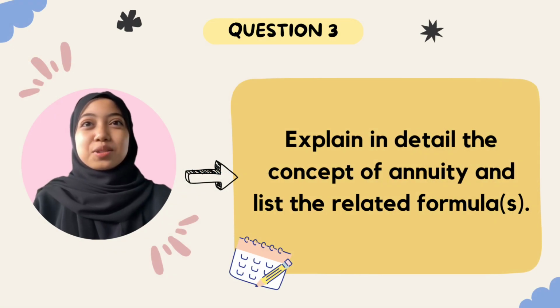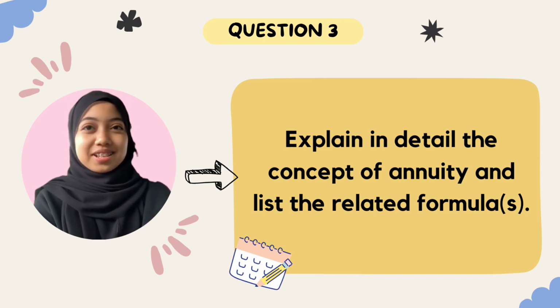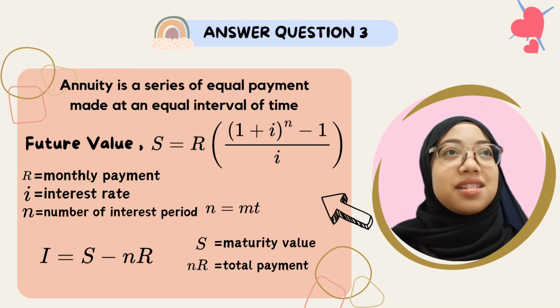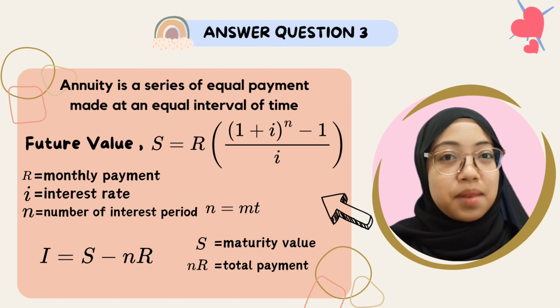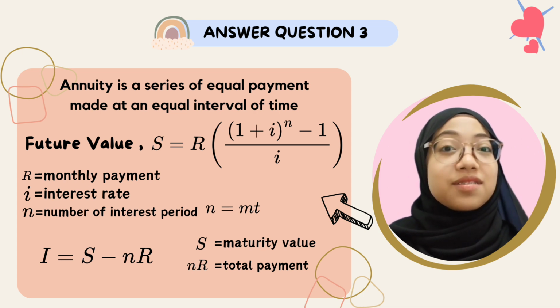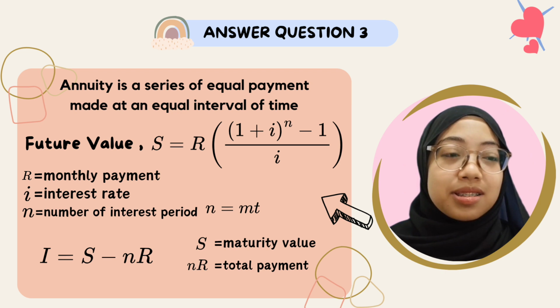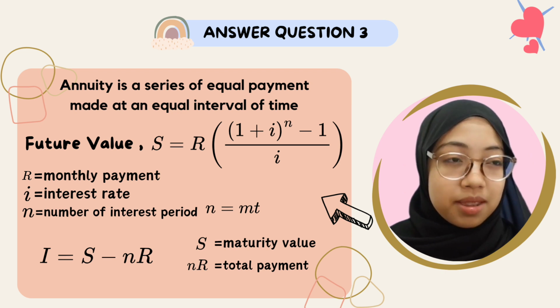Question 3. Explain in detail the concept of annuity and list the related formulas. Annuity. What is an annuity? An annuity is a series of equal payments made at equal intervals of time. For example, shop rental, insurance policy, and installment payment.